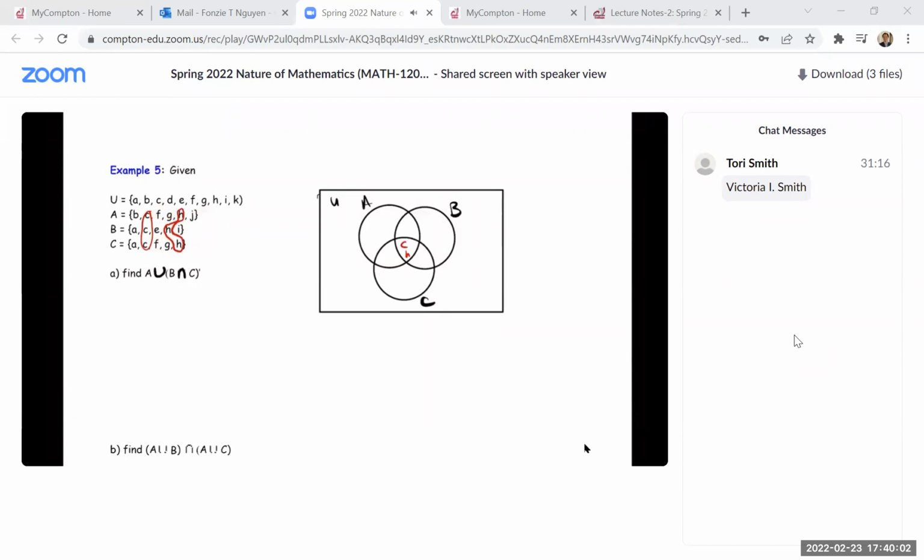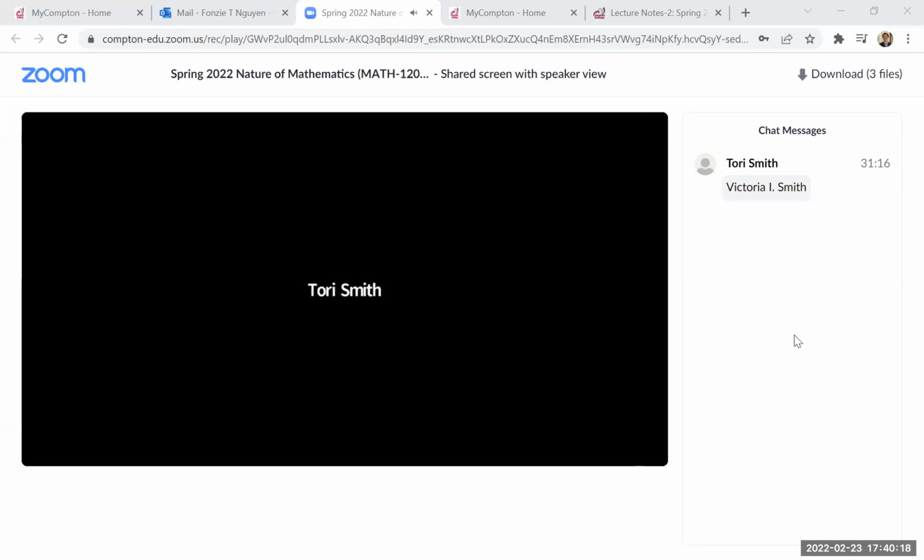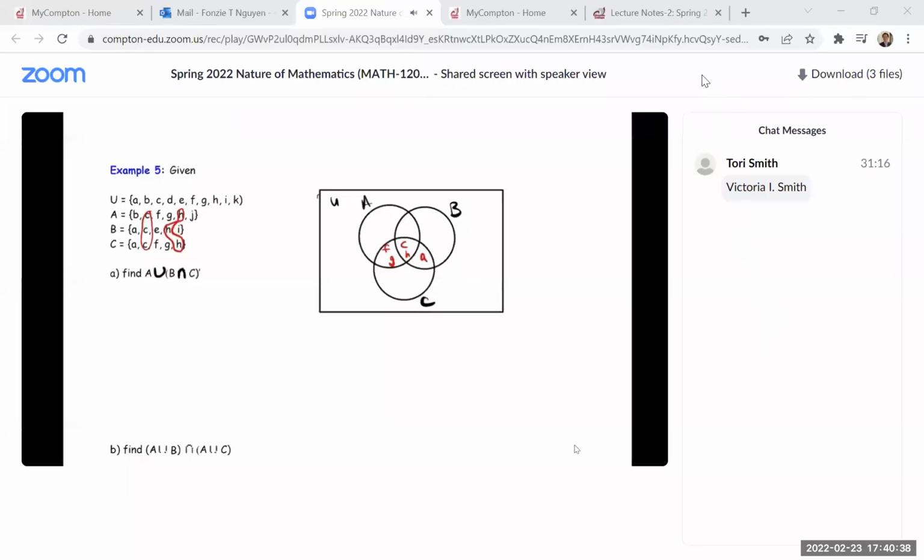Now let's see if A and B have any. Oh no, we already looked at A and B. How about B and C? B and C have A that overlap, and that's it, just A. So the A would go here. Your writing is frozen. Yeah, I think it's frozen. Okay, so let me try. B and C just had the A in common, so I put it right there.